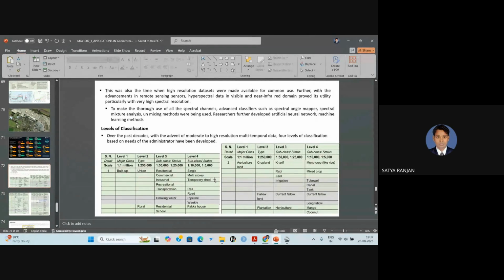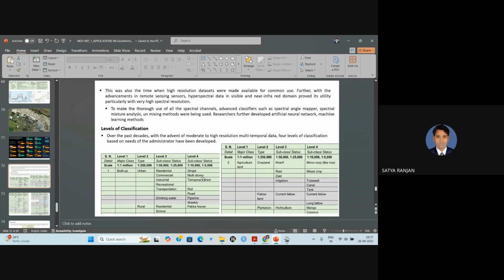Then in level 4, it is 10,000 scale. So it is single storey, multi-storey, temporary shed. It can be classified. So basically, why do we use 1 million? Why don't we use 1 is to 10,000? Because of the presence of the satellite image, if the resolution is very high, then you can use up to level 4 resolutions.